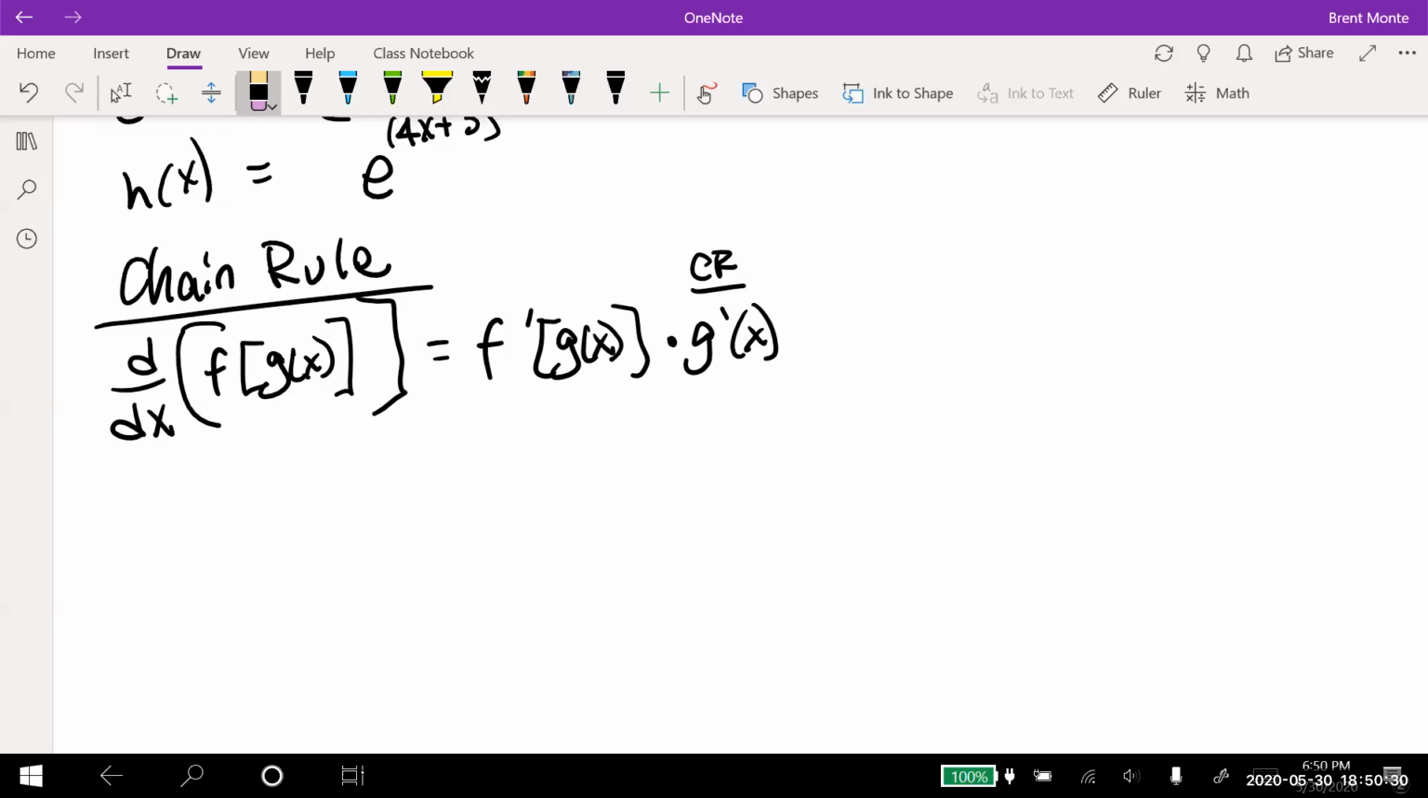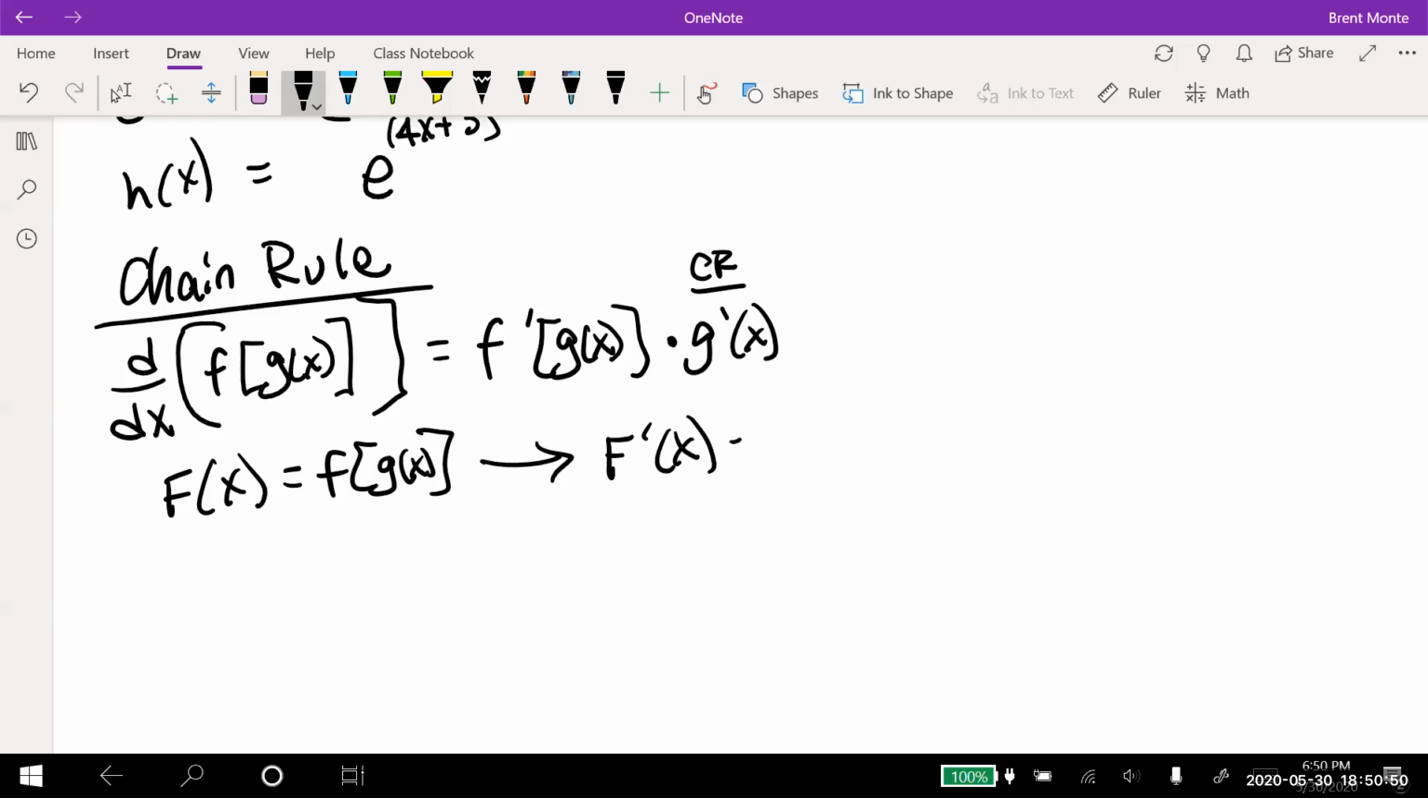Okay, so that's what it looks like. If we wanted to write it a little cleaner, maybe I'd write something like, if capital F of x is f of g of x, so that we're not confused with that d dx notation, then F prime of x is f prime of g of x times g prime of x. So notice that g of x inside just stays exactly as it is. And again, this piece out here, chain rule. Okay, so there's my formula.